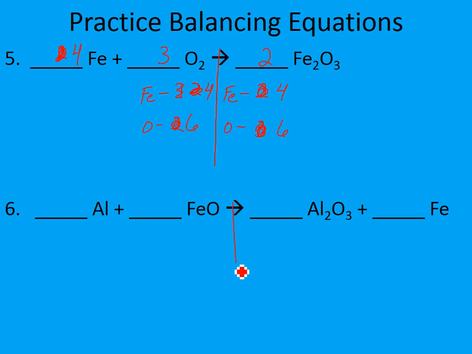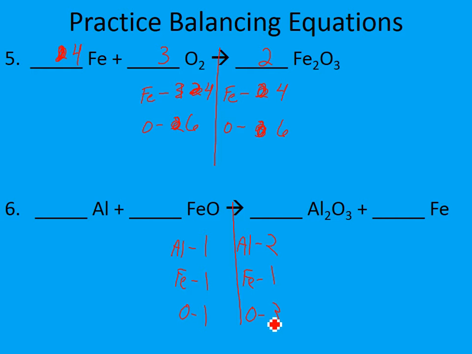Okay, 6. Let's draw the line down from the arrow. It looks like I have aluminums, irons, and oxygens. Again, listed in the same order so that we can look straight across and it's all lined up. Okay, how many aluminums? Let's go fast. 1 here, irons, 1, oxygen, 1. Aluminum, 2. Iron, 1. Oxygens, 3.